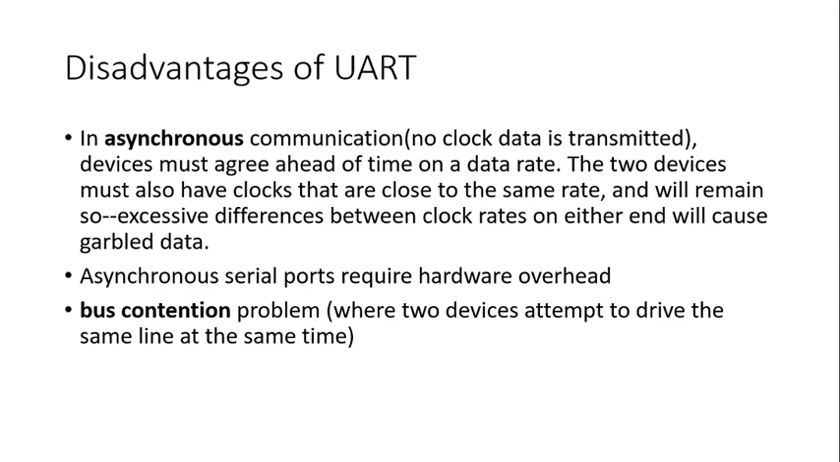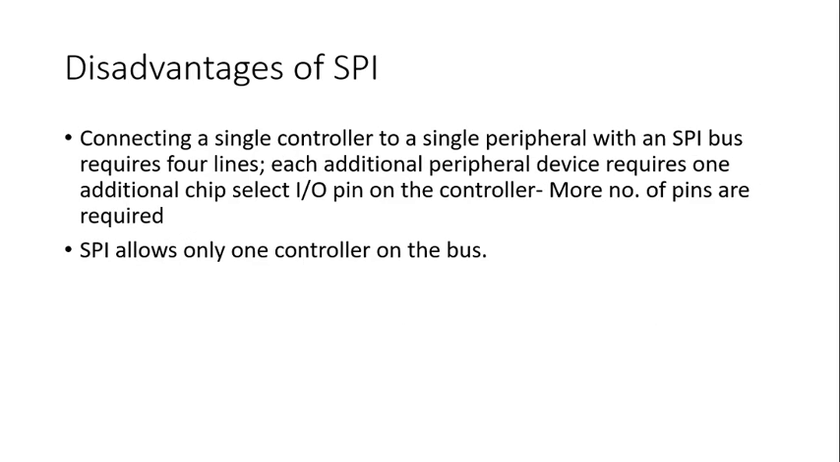Then there is a bus contention problem. What is a bus contention problem? When two devices attempt to drive the same line at the same time, the bus contention problem arises. Whom to give the access of the bus? That is called the bus contention problem. So these are the basic disadvantages of UART communication.